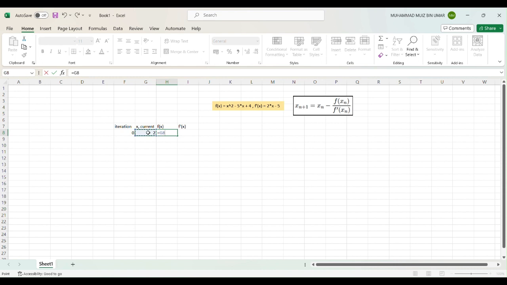In this case, which is x squared minus 5x plus 4, we're just going to replace our x with the cell that contains our x value, which is in this case G8 to the power of 2, minus 5 times G8, plus 4.